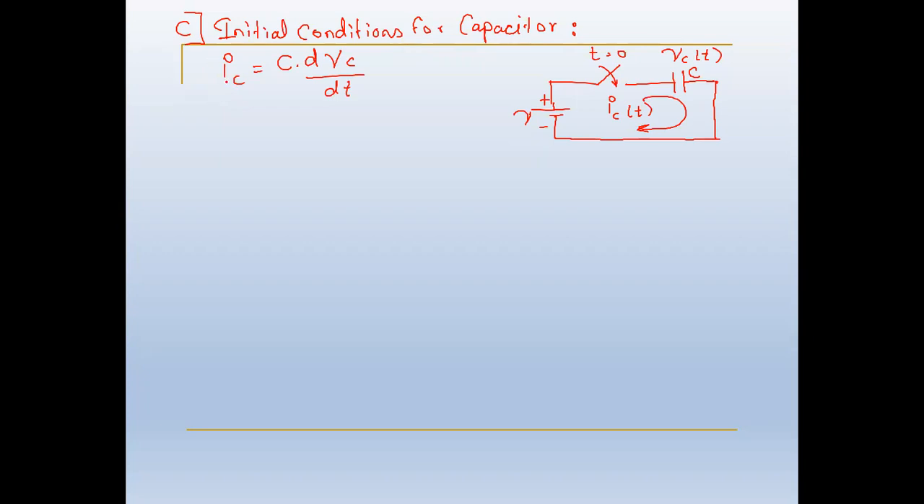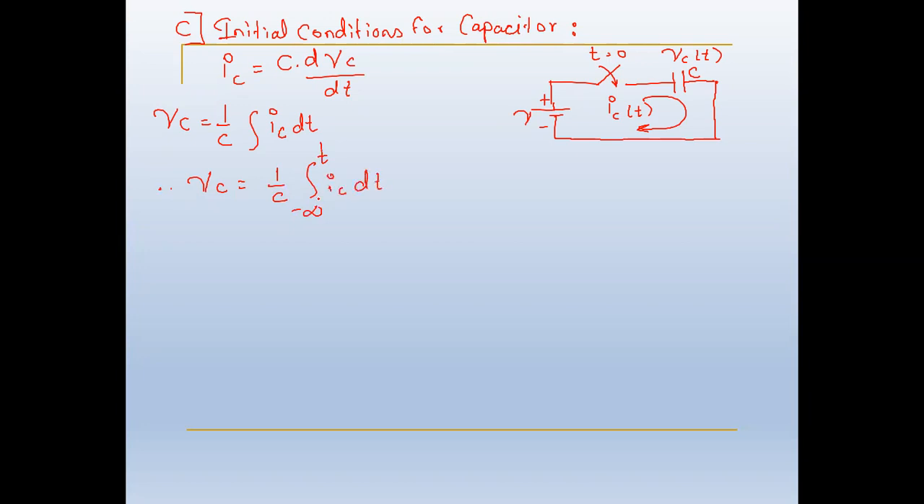So the voltage across the capacitor can be written as Vc is equal to 1 upon C integration of Ic dt. To identify the initial conditions, that is, the past, let us perform the integration from minus infinity to t. Therefore, your equation will now be Vc is equal to 1 upon C integration of minus infinity to t Ic dt.